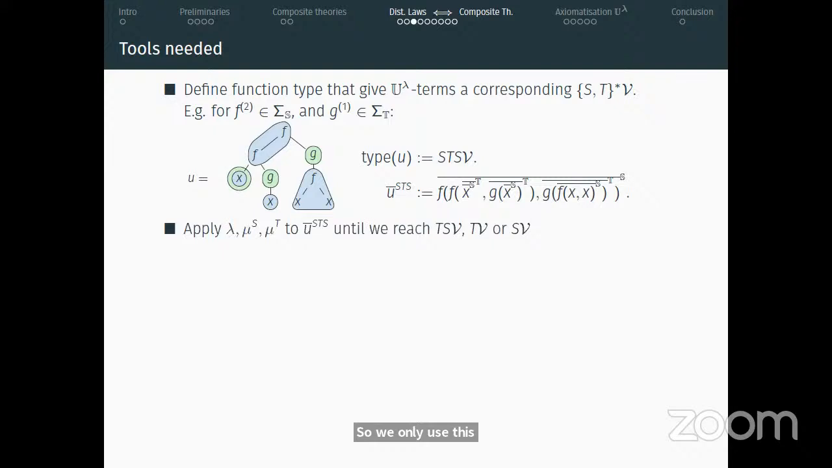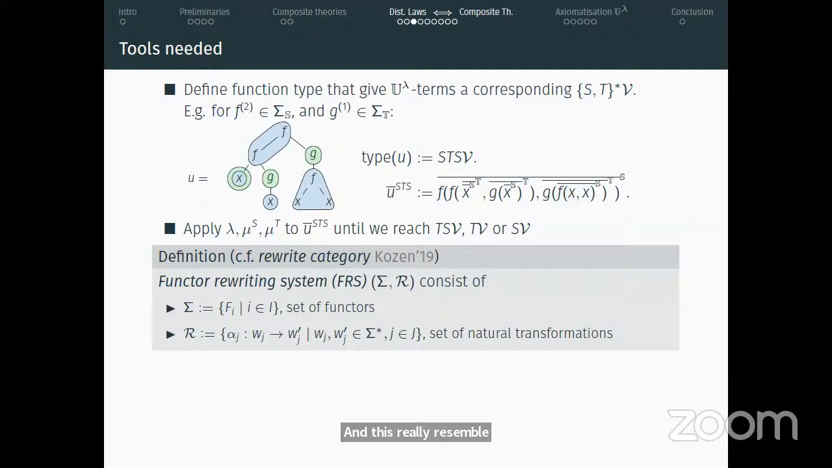The idea is that given the term u, to separate it, we first look at it in its equivalence class, and then we apply all three natural transformations as much as we can until we reach a point where it's no longer possible, being either TS, T, or just S. This really resembles rewriting with a normal form. We've given it a name, functor rewriting system, which appeared in some form in the literature under the name rewrite category.